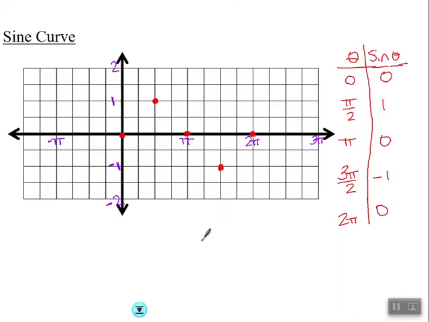We can continue around the unit circle. If we go to 5 pi over 2, that is a coterminal angle with pi over 2, so that means they have the same sine value. 3 pi is a coterminal angle with pi, so they have the same sine value. We can also go the other way. If we go to negative pi over 2, that is coterminal angle with 3 pi over 2, etc. And the pattern continues.